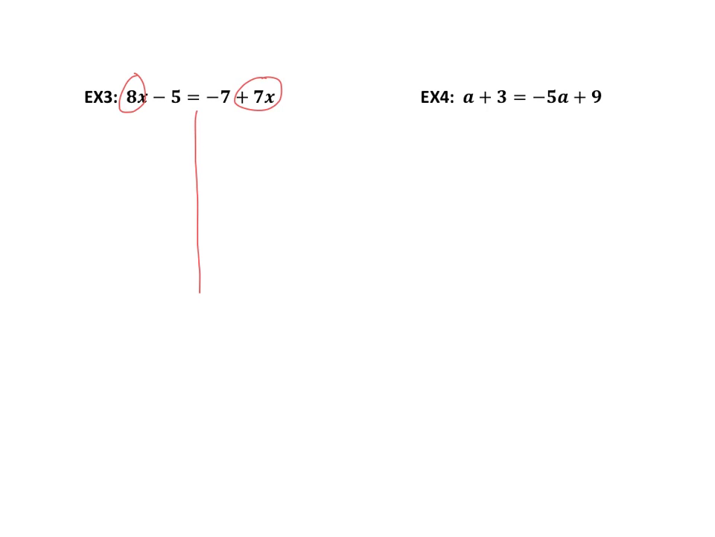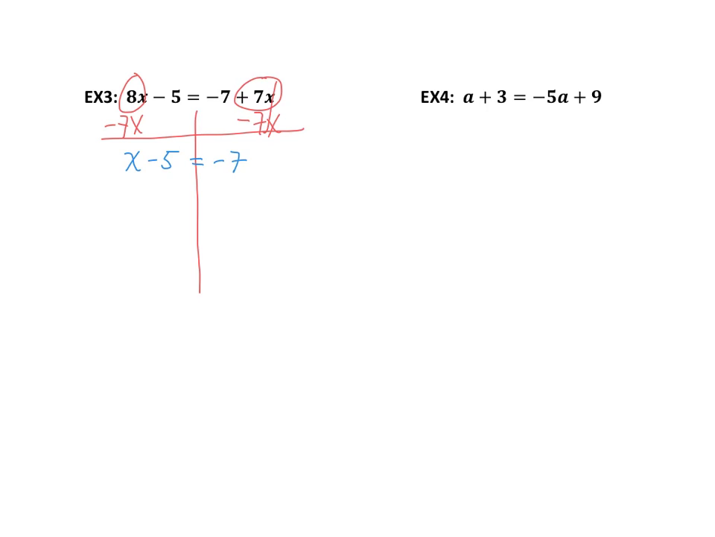I suggest that you always move the smaller term. So between 8x and 7x, 7x is your smaller term. So the opposite of 7x is a negative 7x. So we are going to subtract 7x from both sides. The 7x on the right cancel, and on the left we have 8x minus 7x's gives you 1x, bring down the minus 5, equals, and bring down the minus 7.